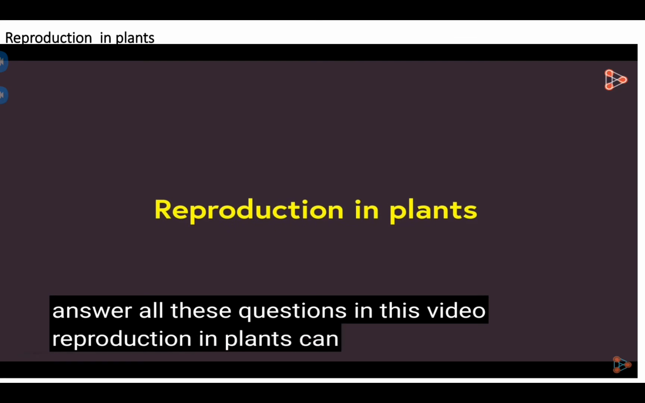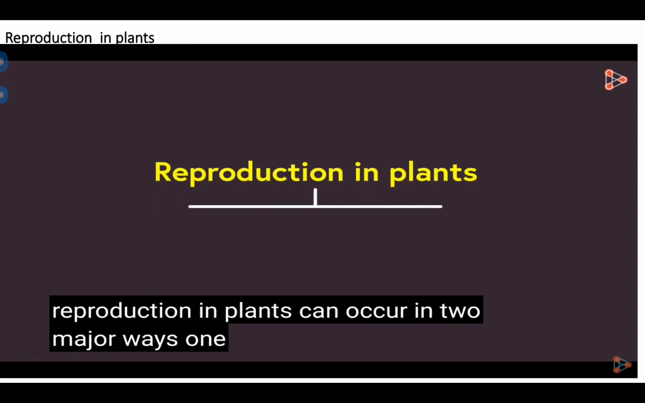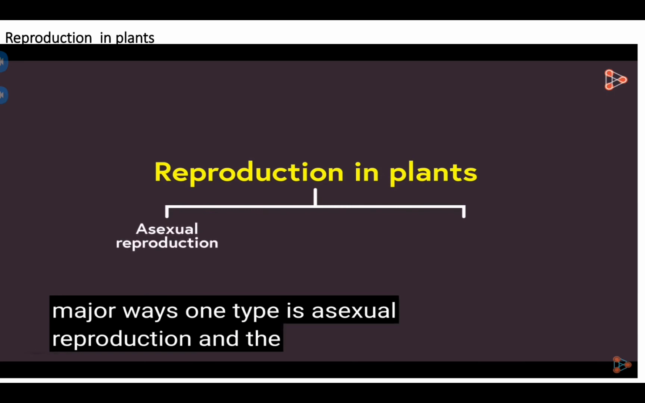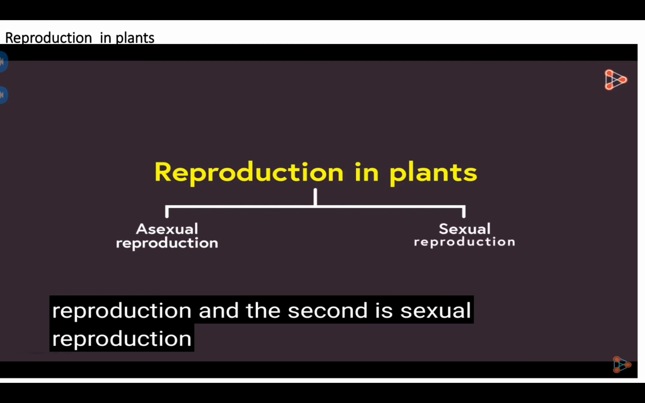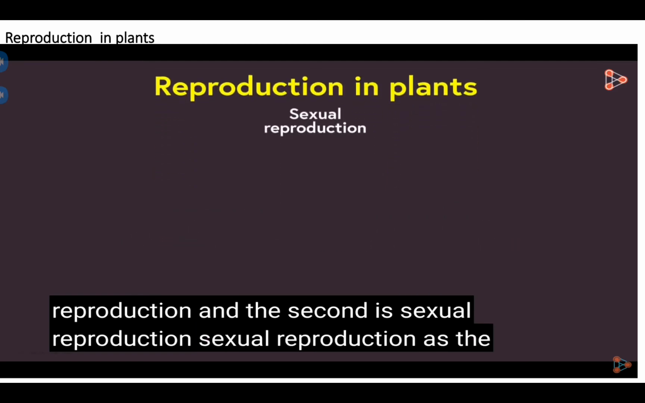Reproduction in plants. Yes, it can also occur in two major ways. What are the two major ways? Asexual reproduction and sexual reproduction. Here, what is the meaning of asexual reproduction and sexual reproduction?